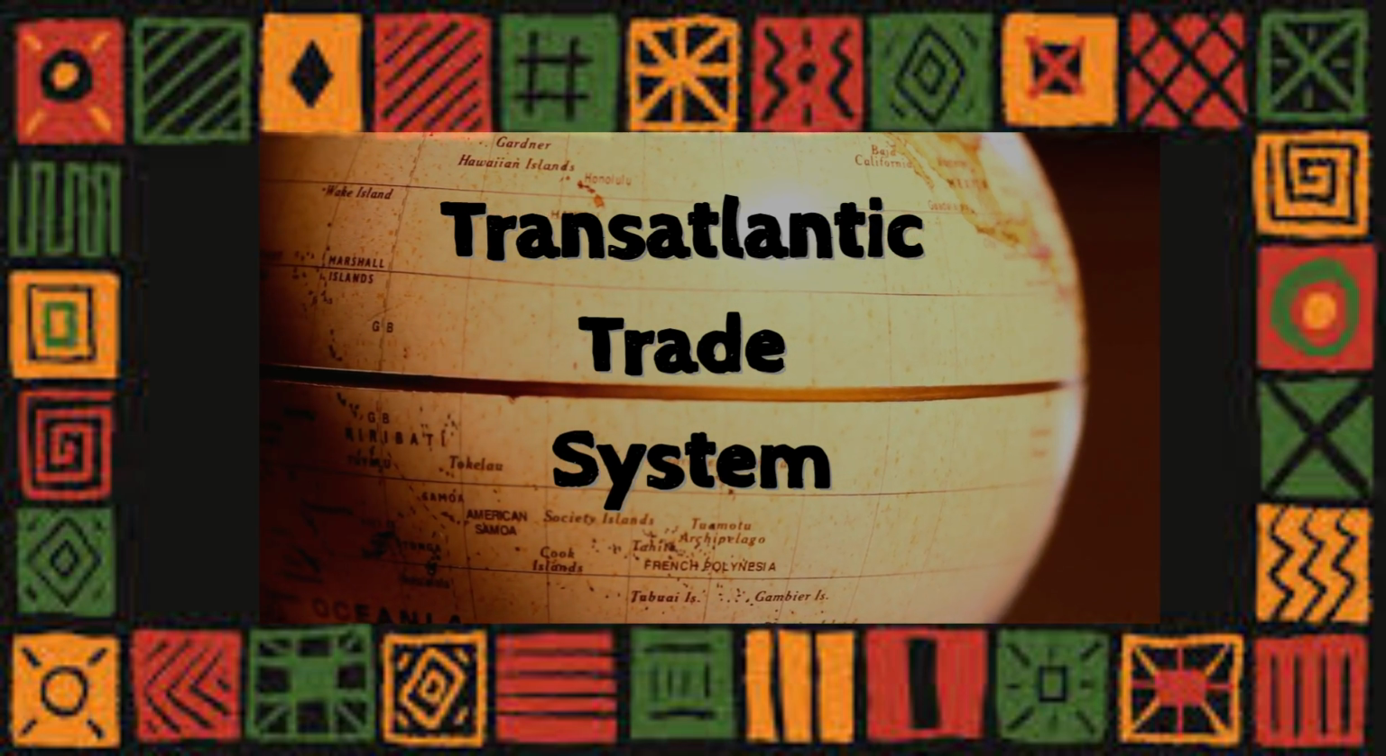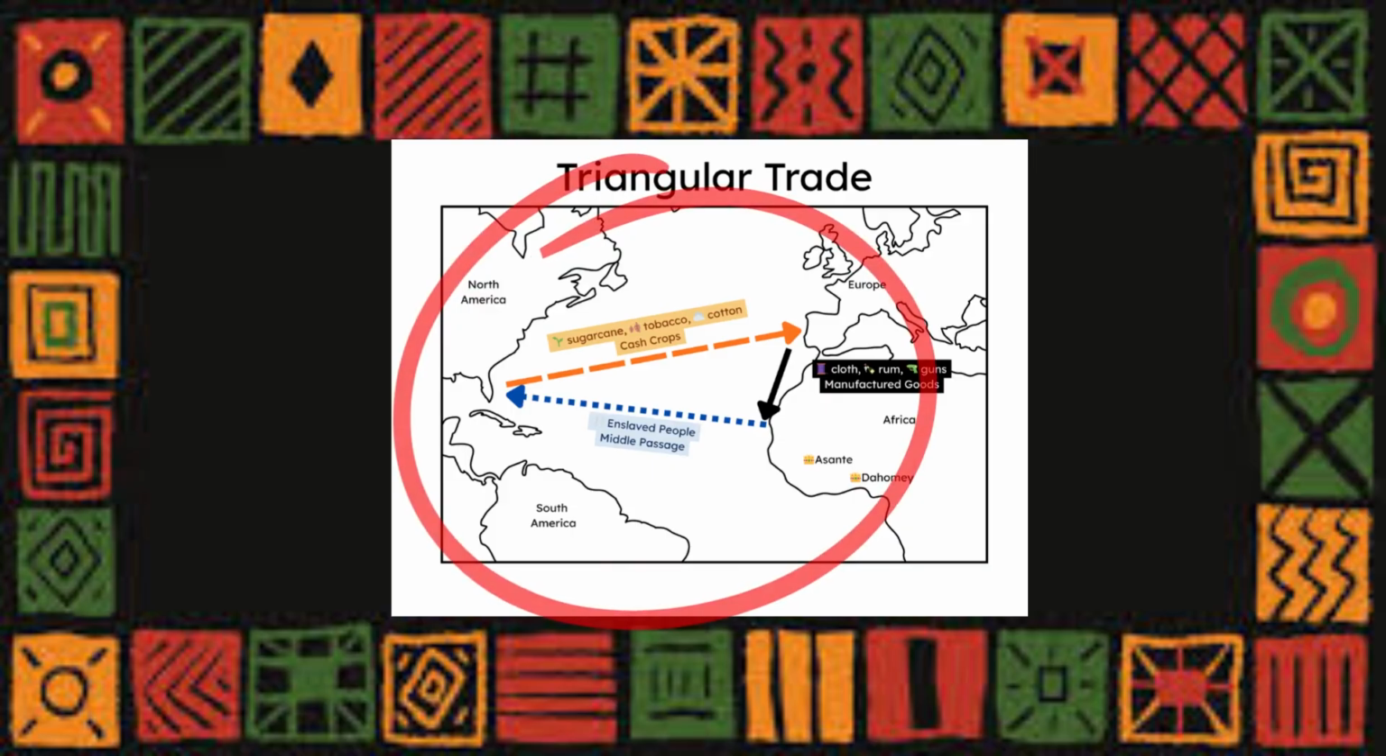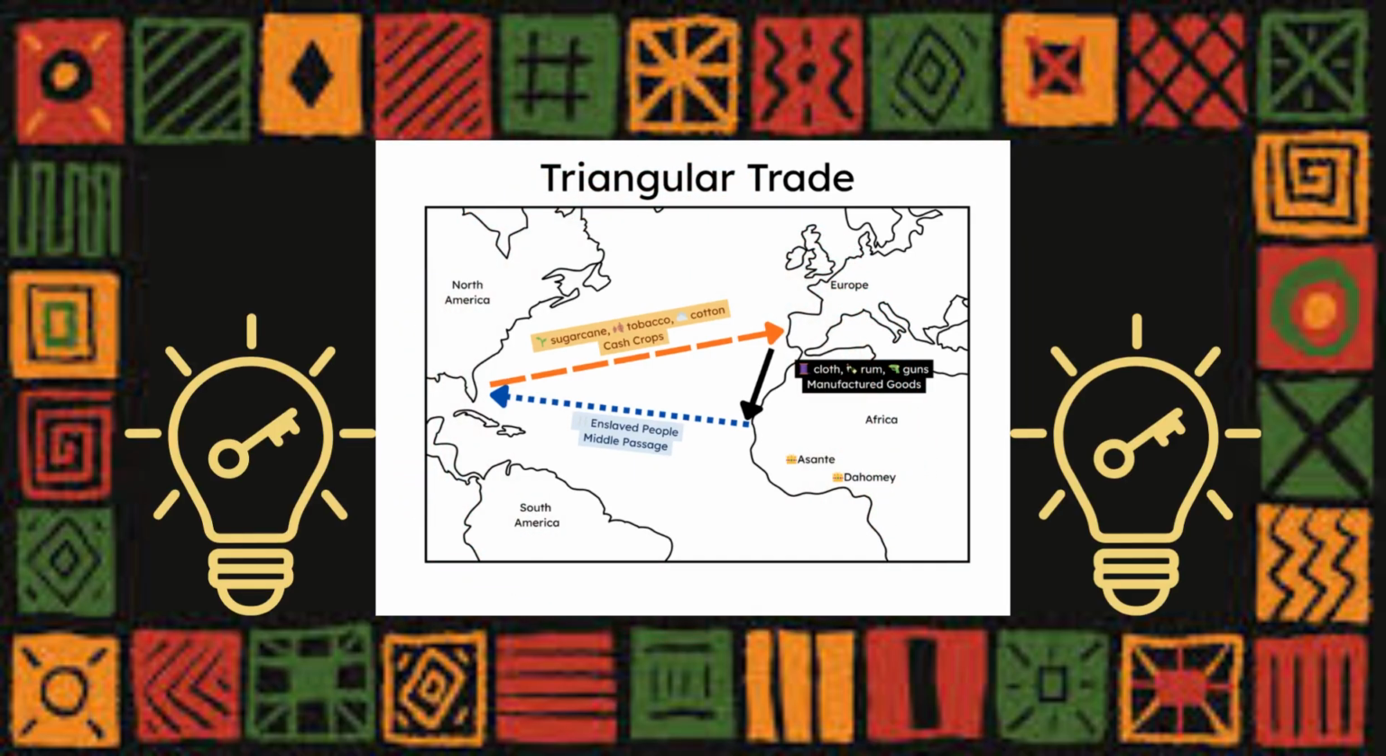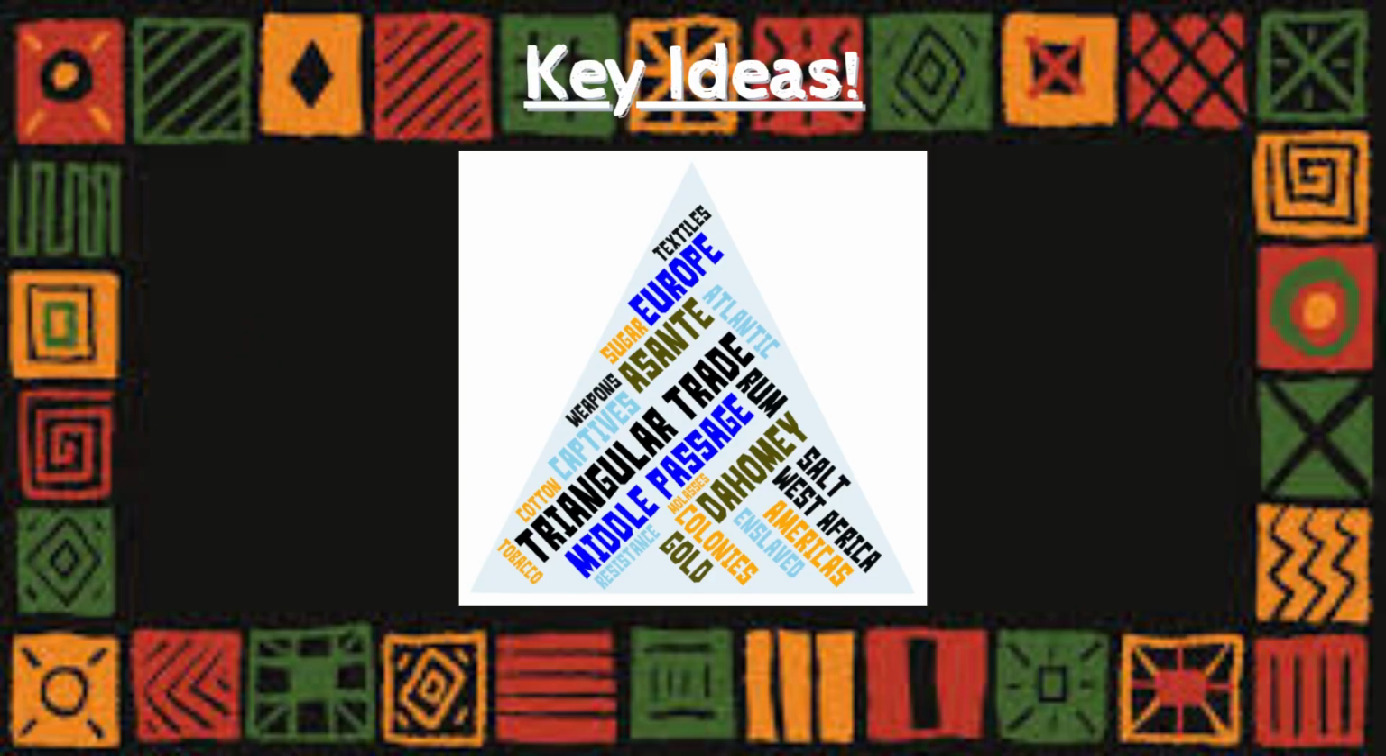As you can see in the infographic, the triangular arrows show how manufactured goods flowed into Africa, enslaved captives endured the Middle Passage to the Americas, and crops like sugar and cotton returned to Europe. This trade reshaped economies on 3 continents and came with a devastating human cost. The word cloud highlights the key ideas: Dahomey, Asante, triangular trade, the Middle Passage, and the goods that moved across the Atlantic. Understanding these connections shows how African history is deeply tied to American history.